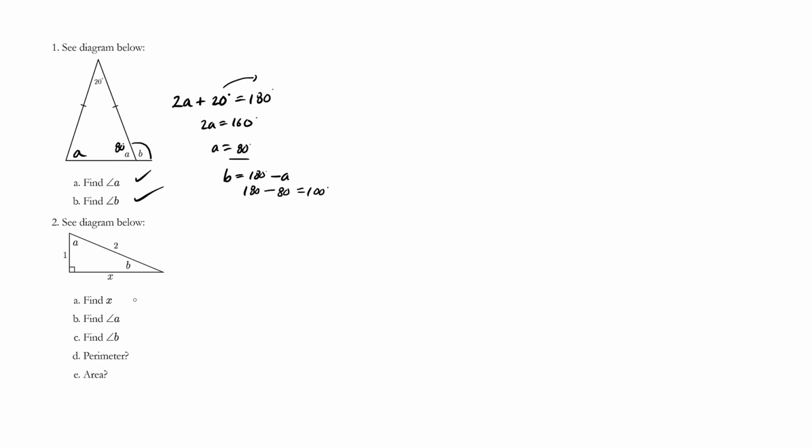To find x in question number 2, let's use the Pythagorean Theorem. X squared plus 1 squared equals 2 squared. X squared equals 4 minus 1. So x squared equals 3, which leads to x equals root 3. We take the square root of both sides, but we reject the negative answer because we're not interested in negative lengths. It doesn't make sense.